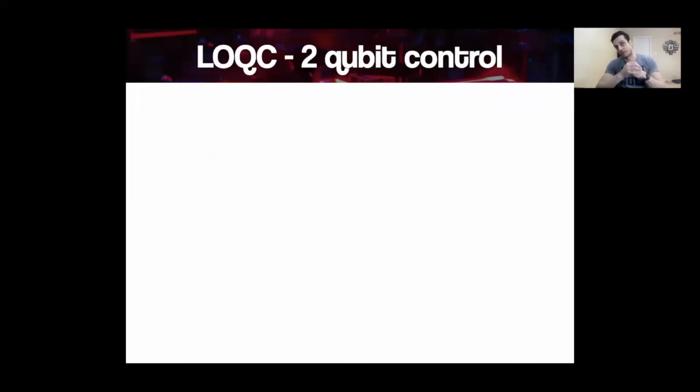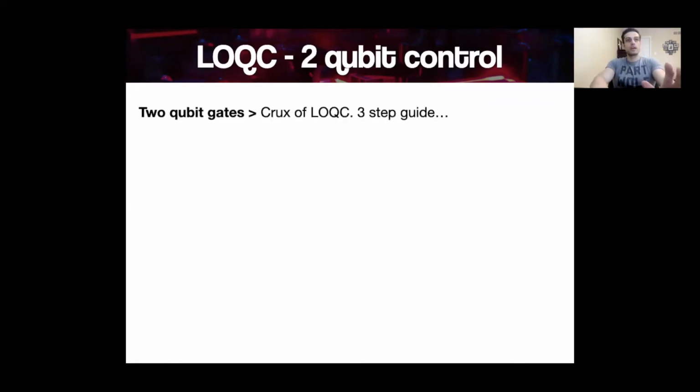So, two-qubit control. This is where things get interesting with LOQC. We're going to build up our two-qubit gate in three steps, two of which I'll go through the details of here. One of which, if you're interested, I invite you to look at the text on it. But I think the most interesting parts are what we're going to go over here together.